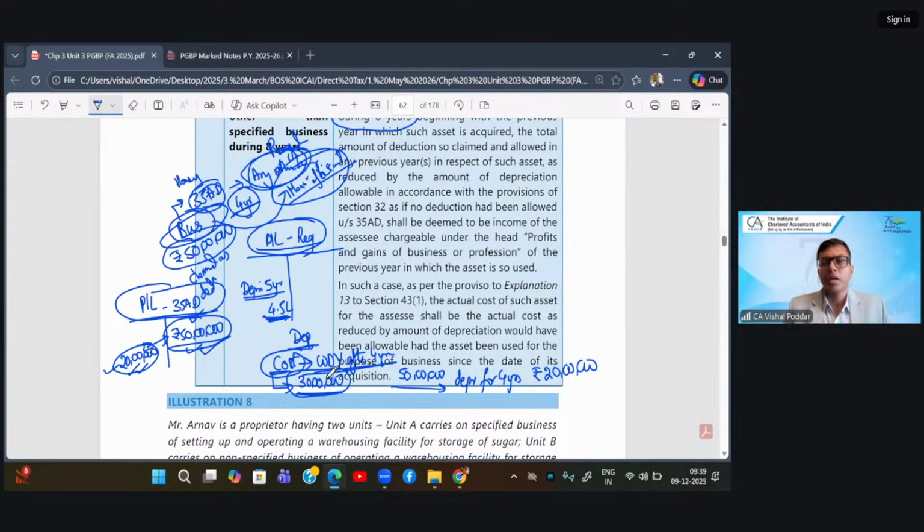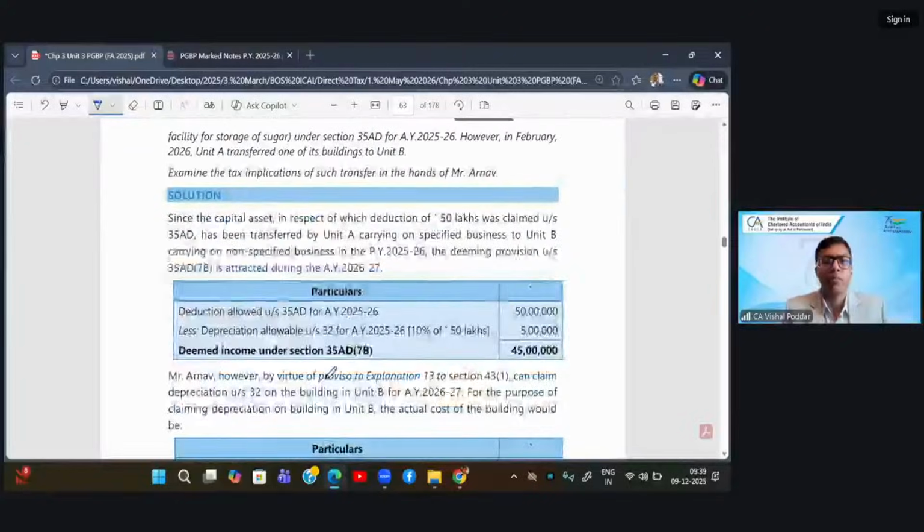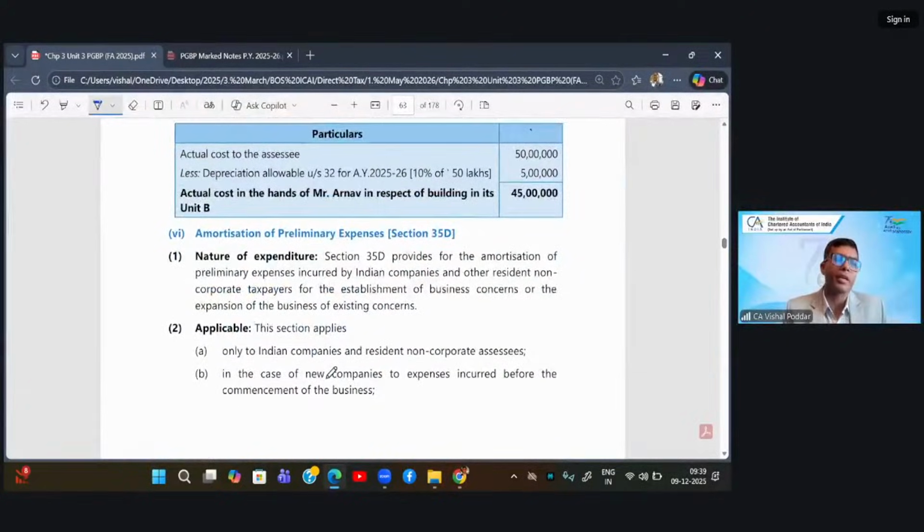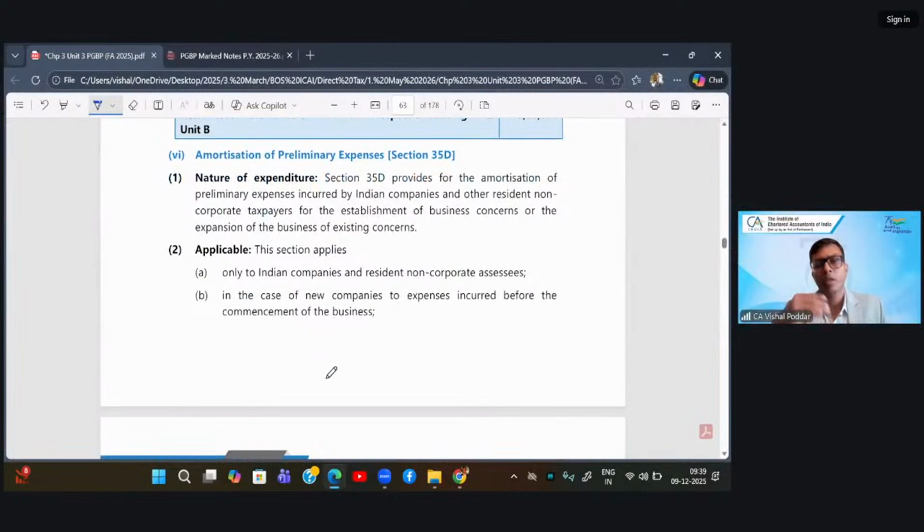So students, these are some very important, interesting, slightly tricky provisions of PGBP. Now in the next class, we'll continue from this section, that is 35D onwards, and we'll complete the remaining provisions.